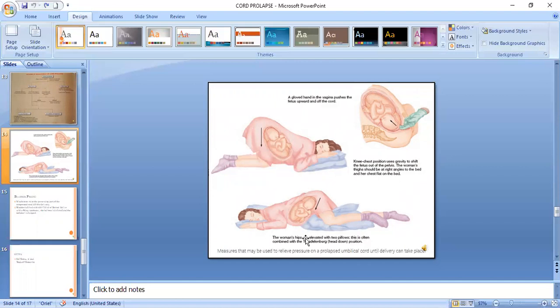Another one is where the woman's hips are elevated with two pillows. Often, in many cases, we can combine this position with the Trendelenburg position. These three measures are done in order to relieve the pressure over the umbilical cord. Meanwhile, we will be preparing for the cesarean section or vaginal delivery. So that is about the first aid measures, and there is one thing we missed, that is bladder filling.